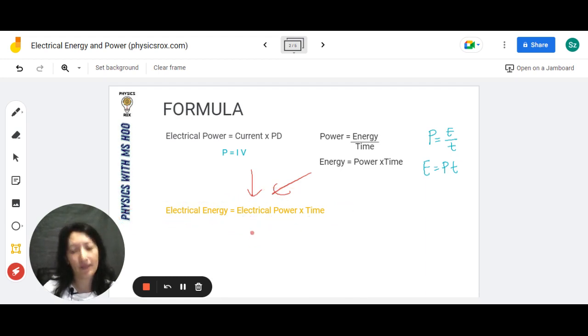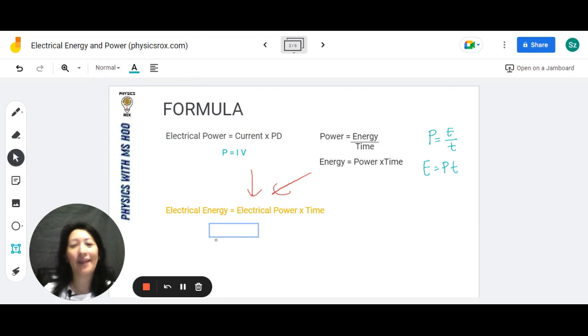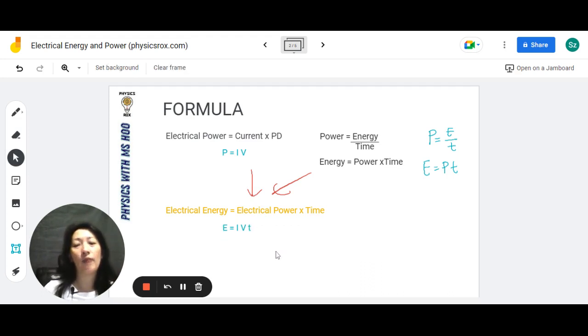Now, we're going to take the electrical power formula and put it inside this formula. I don't have the magic reveal here, so I'm going to type it out. Electrical energy, which we can write as E. Electrical power is IV, so we're going to put IV over here, and time, of course, is T. This is where we get the electrical energy formula, which we can calculate as the product of current, potential difference, and time, or E equals IVT for short.